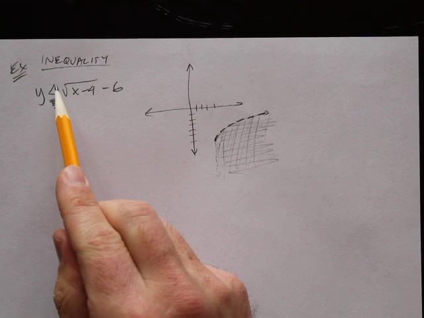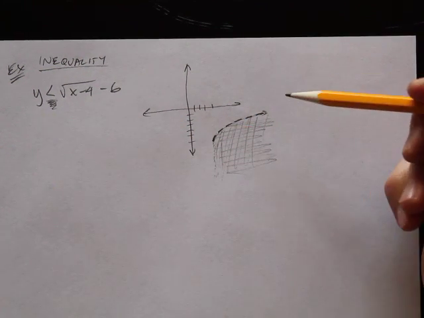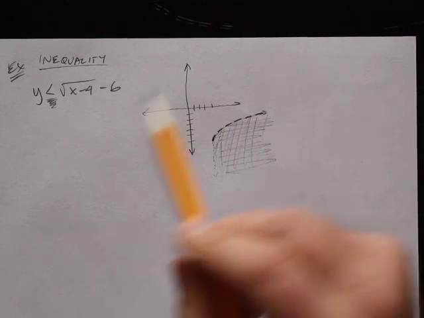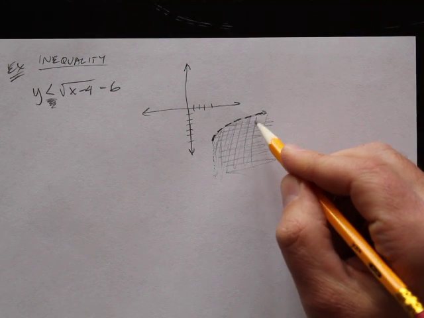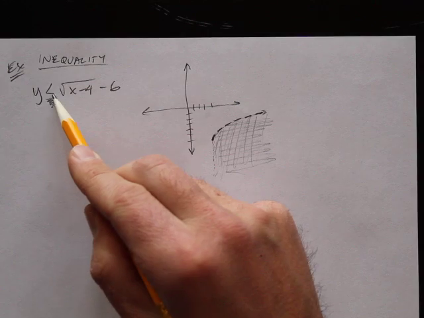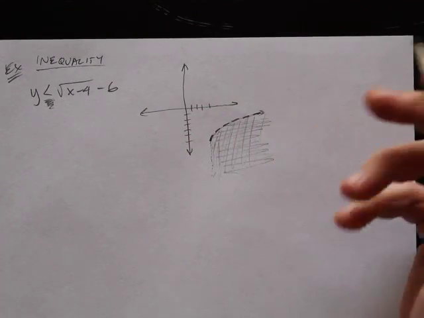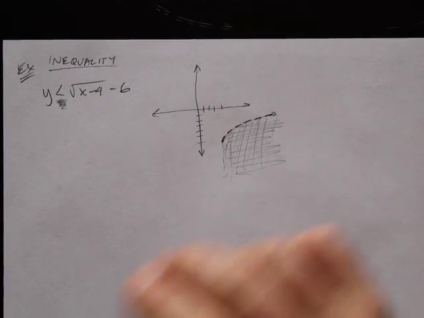So just pay attention to the sign. y is less than. If it was greater than, I would shade above. Less than, I shade below. And if it's or equals to, then I have a solid line. It's not a line, but and then if it's not or equals to, then it's dotted. So we just apply the principles that we've learned in the past on this.